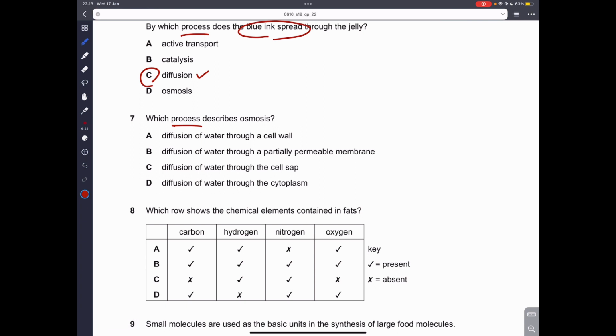Question number 7. Which process describes osmosis? Now, osmosis is basically a special type of diffusion.